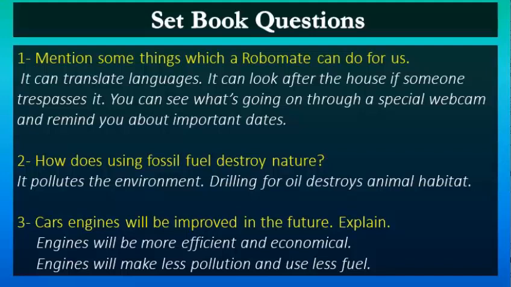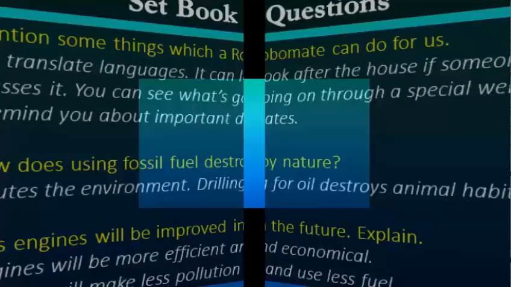In the future, cars will be improved. Explain. Or not car engines, more specifically, cars in the future will be different. But if we talk about the engines, they will be more efficient and economical. They will not consume too much fuel. Engines will make less pollution and use less fuel. Okay, question number 4.